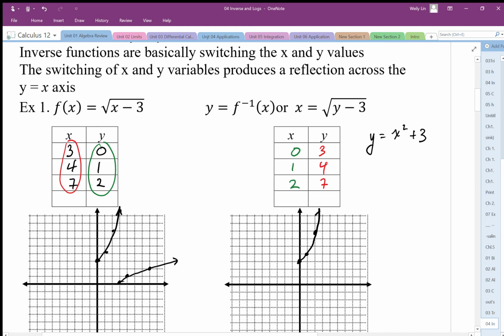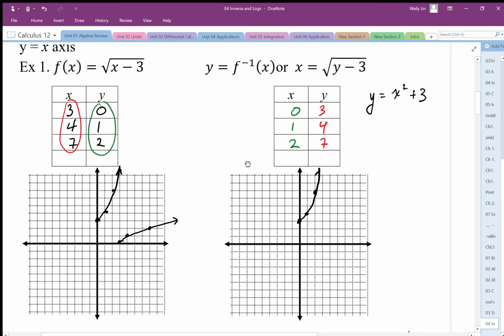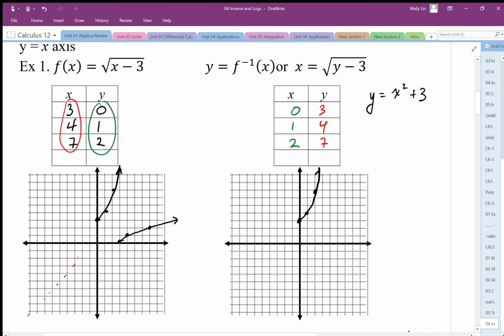And when I draw it on this side, it looks like that. And we end up with a mirror image. So one of the physical properties of an inverse is that it is a mirror image across that line y equals x. And notice I only drew half the parabola because the inverse of a square root is not exactly a square. It only gives me this half parabola.